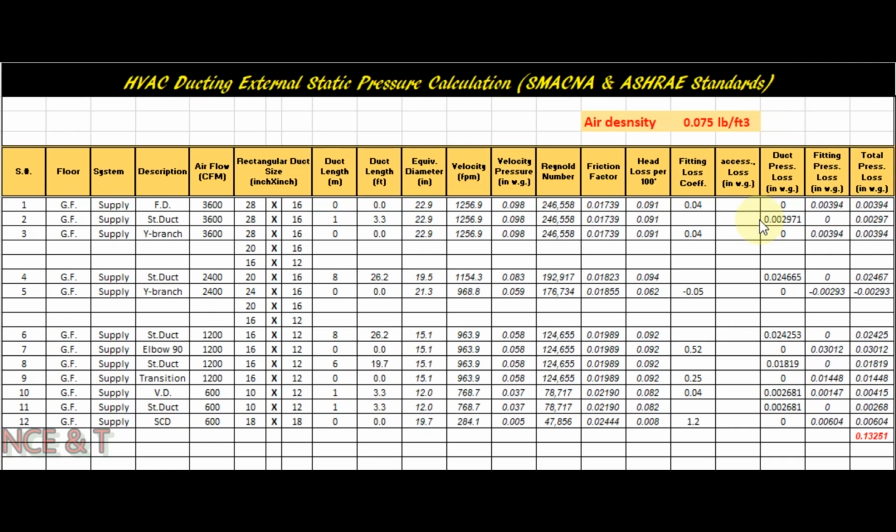I have created this Excel sheet for the calculation of HVAC ducting external static pressure based on the basic formulas in SMACNA and ASHRAE standards. The only thing you need to do is fill in the duct basic information, like the duct dimensions, length, and duct fitting loss coefficient. Then this Excel sheet will automatically calculate the total external static pressure for HVAC ducting. I will do one sample exercise to explain how to calculate duct fittings and accessories loss coefficient from SMACNA tables.